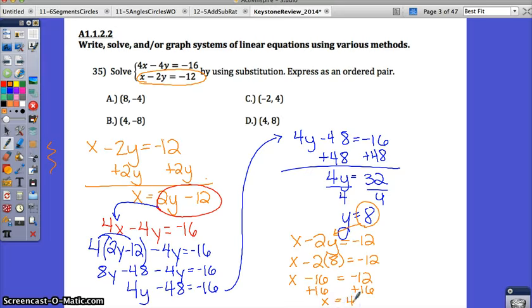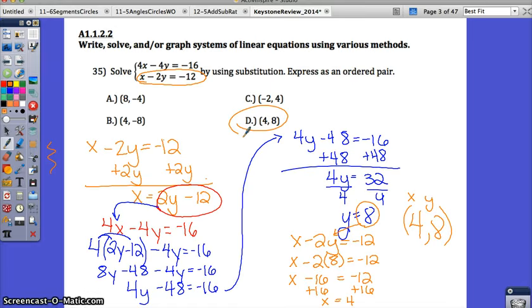So my ordered pair, put your two answers together. X equals 4, y equals 8. My ordered pair is 4, comma 8. It always goes x and then y, just like the order in the alphabet. So 4, 8 is your solution. Your answer is D.